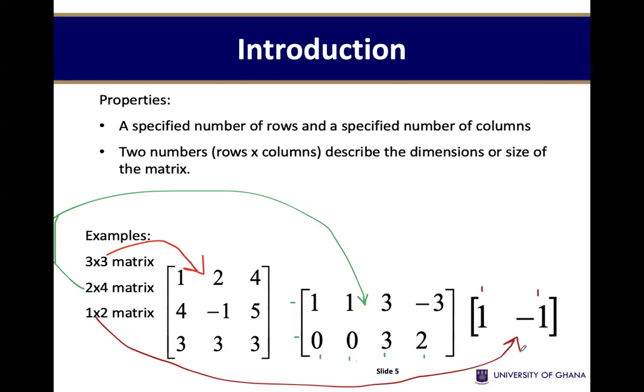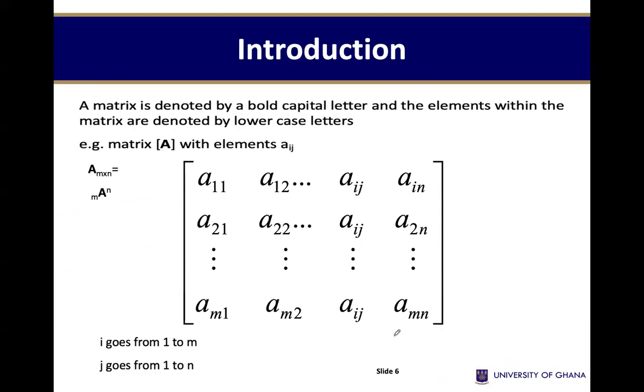All right, that's it. So that's how we label matrices. We label matrices based on the number of rows, followed by the number of columns. That gives us how we can identify what the matrix is.